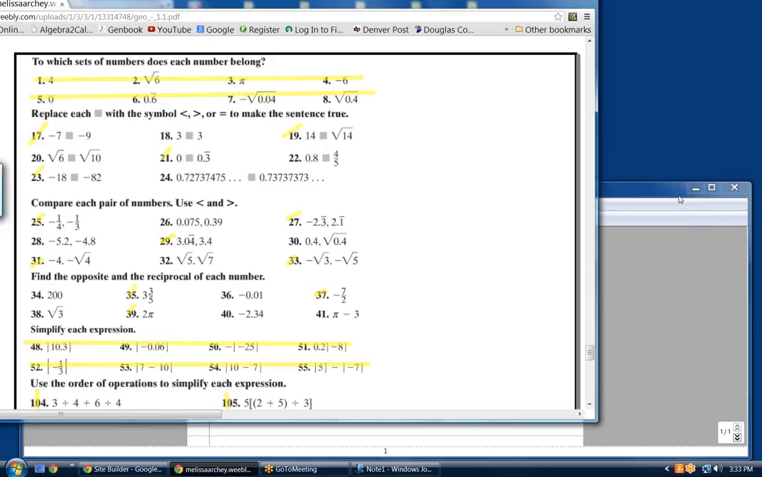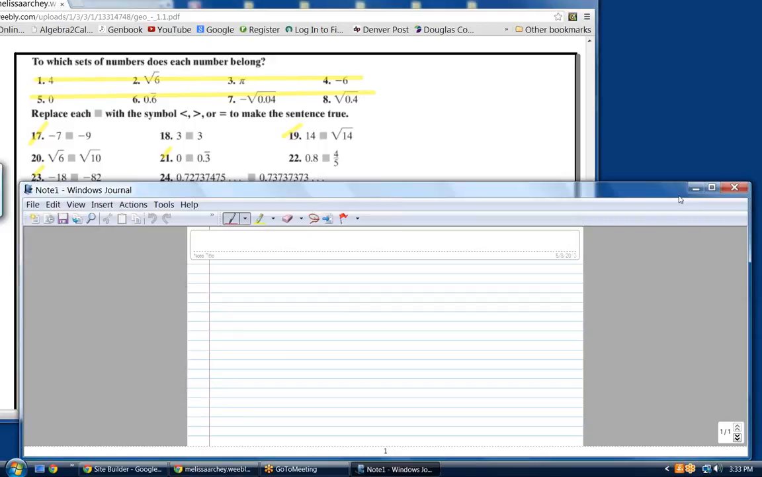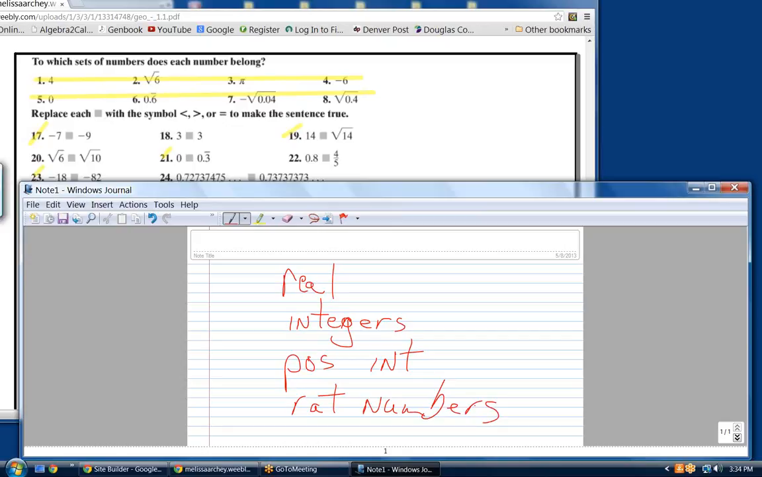Let's outline them. So we have real numbers. We have integers, which are whole numbers. We have positive integers. We have rational numbers. What other categories can you think of? There's whole numbers. Did you put that? It's the same as integers.